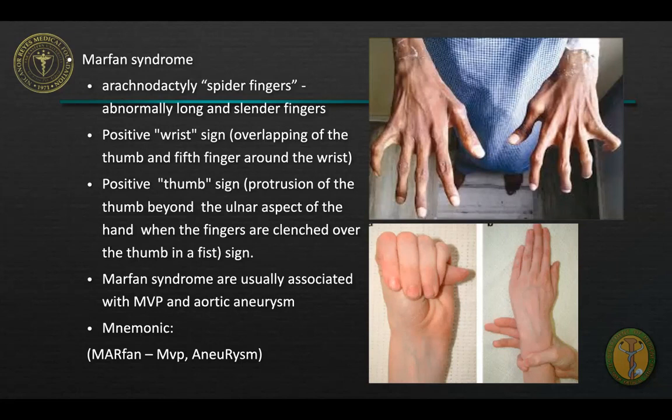Marfan syndrome is usually associated with MVP, or mitral valve prolapse, and aortic aneurysm. A mnemonic for this is Marfan: MAR, MVP, aneurysm. Please look at the slide for it.